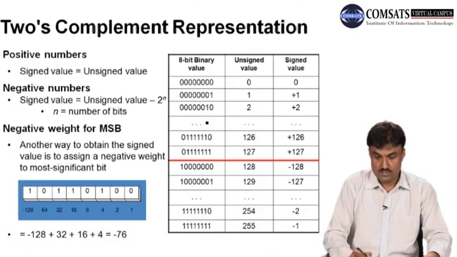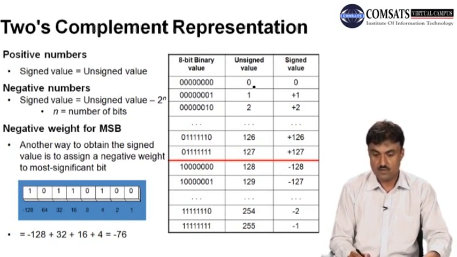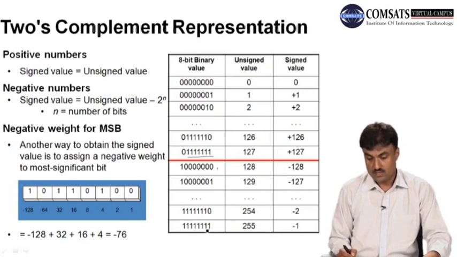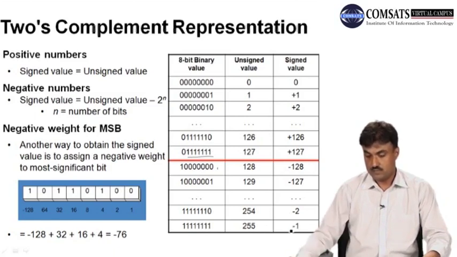Here you can see the value ranges for an 8-bit value in signed representation, represented in 2's complement. If all 8 bits are 0, then the unsigned value is 0 and the signed value is 0. Up to all these 7 magnitude bits being 1, the signed and unsigned values are the same. But if the sign bit changes, for example, if it becomes 1, then the unsigned value will be 128 in decimal, but the signed value will be minus 128, and so on. And if all 8 bits are 1, the unsigned value will be 255 and the signed value will be minus 1.